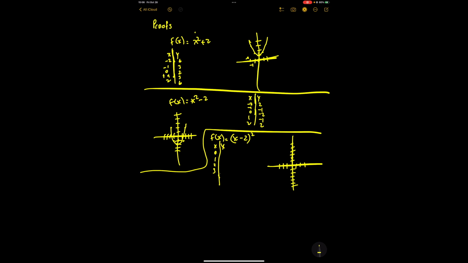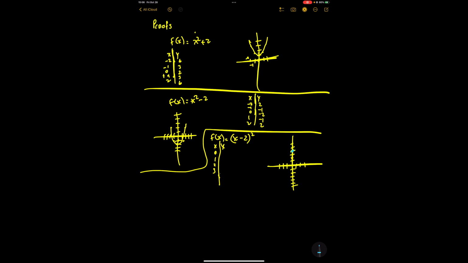So at x equal to 0, y is equal to -2. But -2 squared is going to be positive 4. So 1, 2, 3, 4 right here. Actually, I'm going to use a different color instead. Okay, it's going to be at 4 right here.